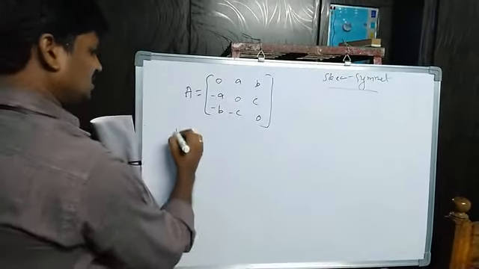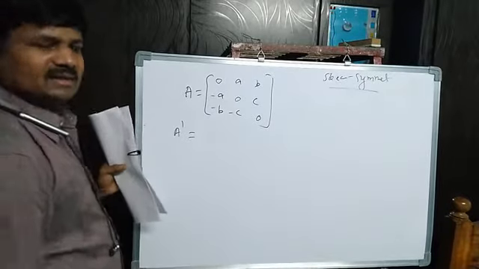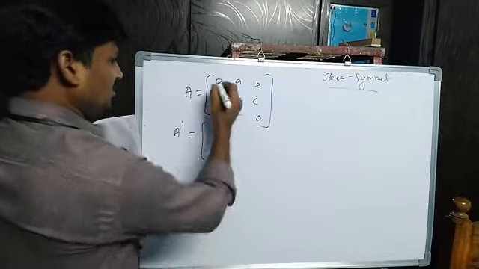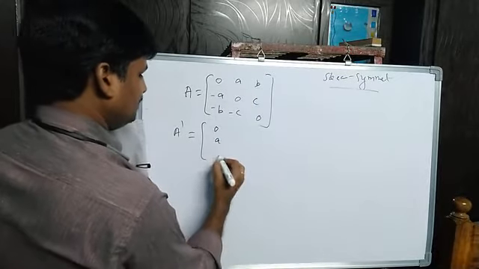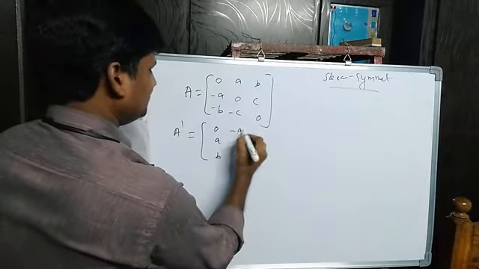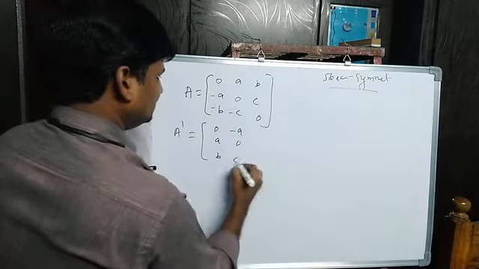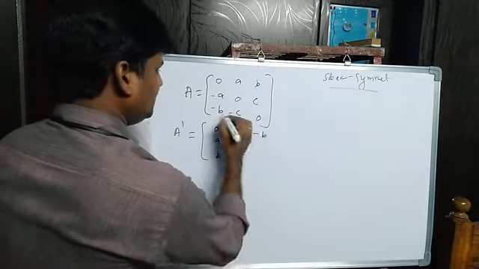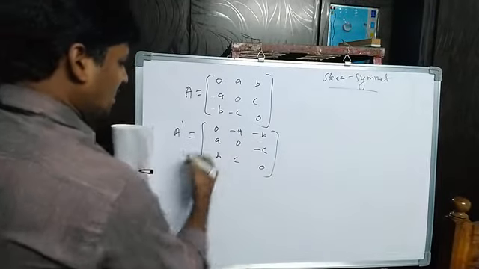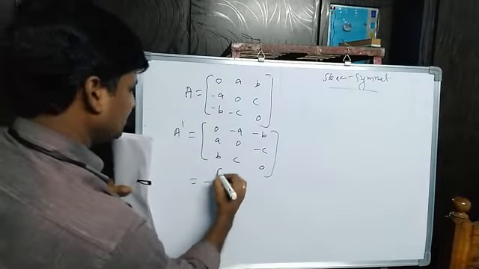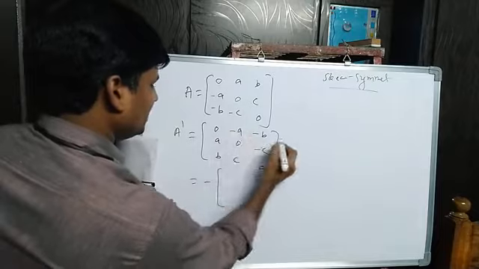Just find the A transpose matrix. Then what do you get? A transpose equals 0, 0, A, B; minus A, 0, C; next minus B, minus C, 0. Yes. And take minus common outside here. From this row, I am taking minus common.